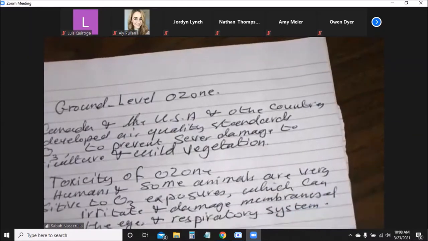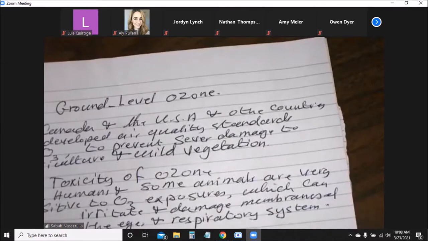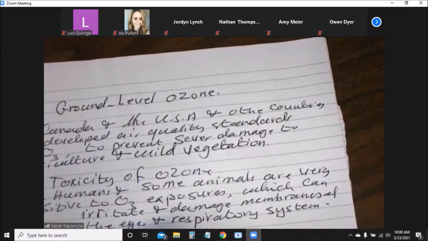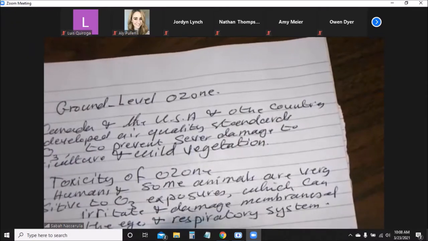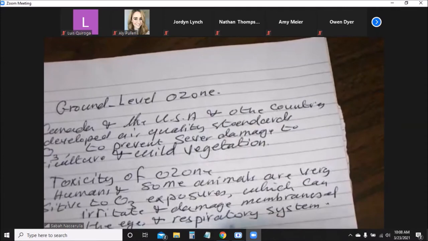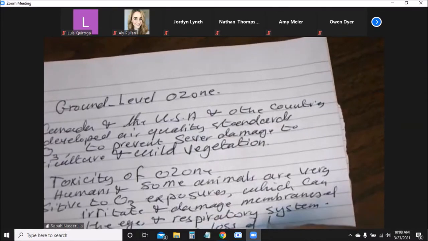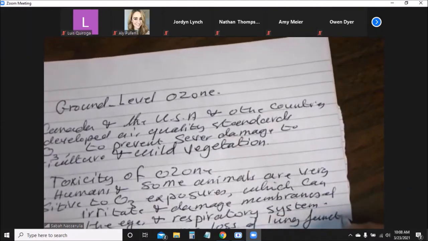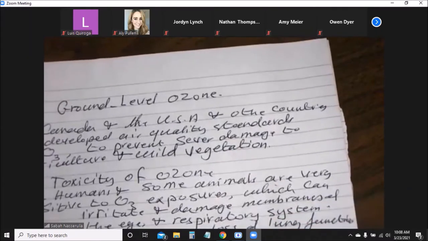And it could cause basically the loss of lung function.